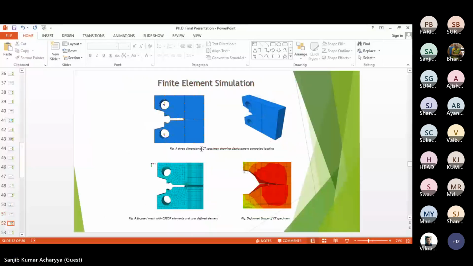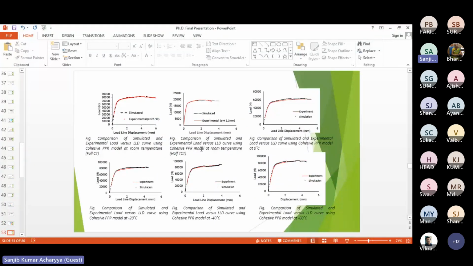And we modeled it. Cohesive zone modeling was used to implement the ductile crack growth in the material. And this was the prediction from cohesive zone modeling. Very good matching of experiment and simulation was observed. So we are confident that this cohesive zone modeling to predict the crack growth is applicable and can be acceptable.